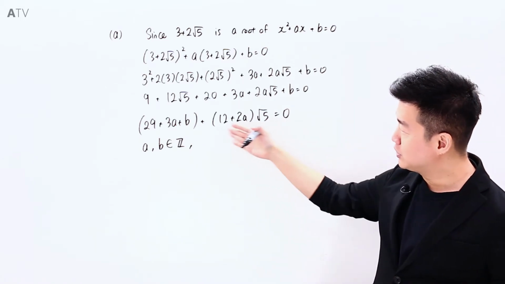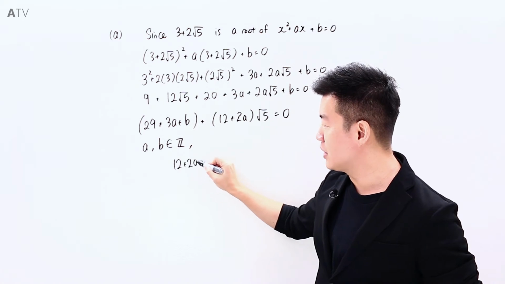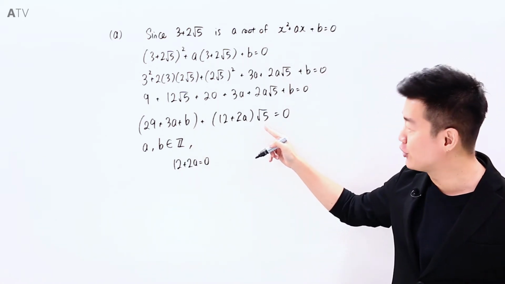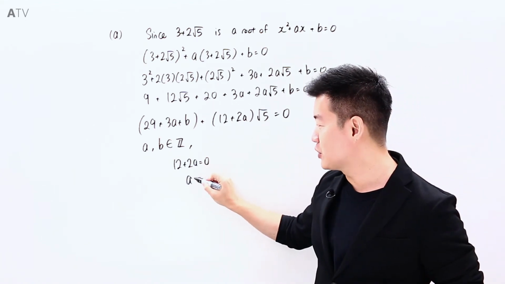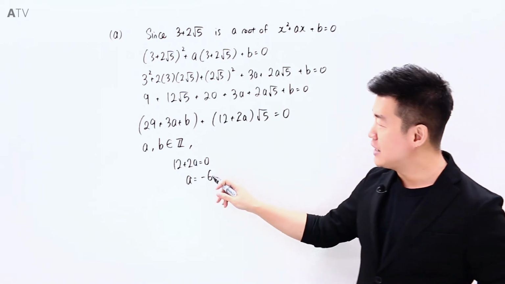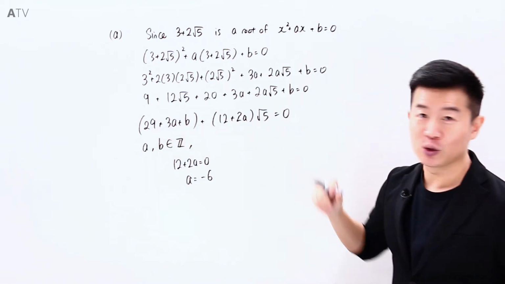So let's make sure that this becomes 0, and that will happen when 12 plus 2a is equal to 0, because obviously square root of 5 is not 0. So this will help me to solve for a immediately. a is equal to negative 6. And if a is equal to negative 6, this is going to become 0, which makes this equal to 0.